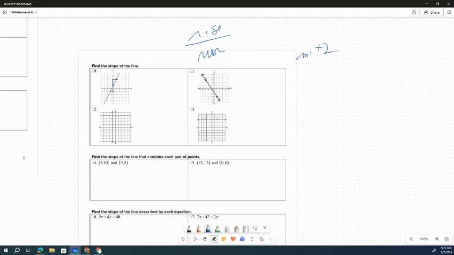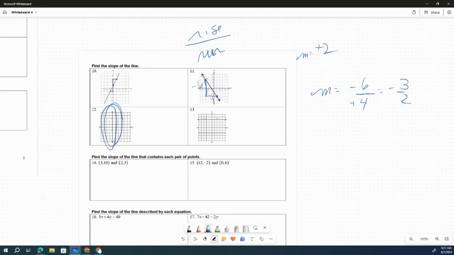This one, I'm looking at this point up here at 3, and this other point is way down here at negative 3. You think, how far down do I have to go versus how far over? Going down, I'm dropping down 6. Then I'm going to the right, from negative 3 to 1, so right 4. So my slope is down 6 and over 4, which gives me negative 3/2. And that's how you find the slope.